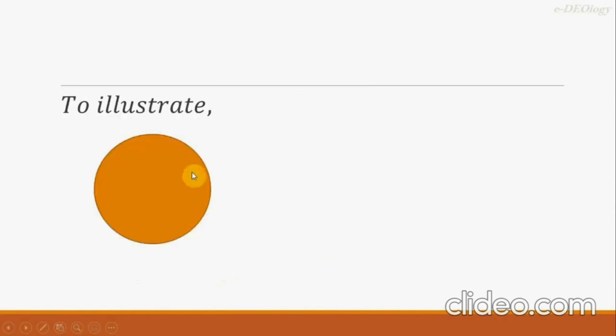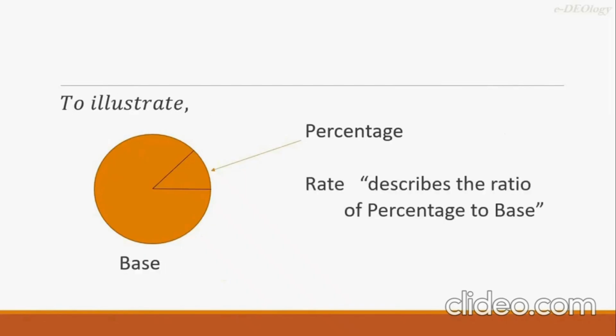To illustrate, I have here a circle that represents the base. Suppose I'm going to cut a piece of this circle, and that small piece is what we call the percentage. The rate describes the ratio or the relationship in numbers of this percentage and base.